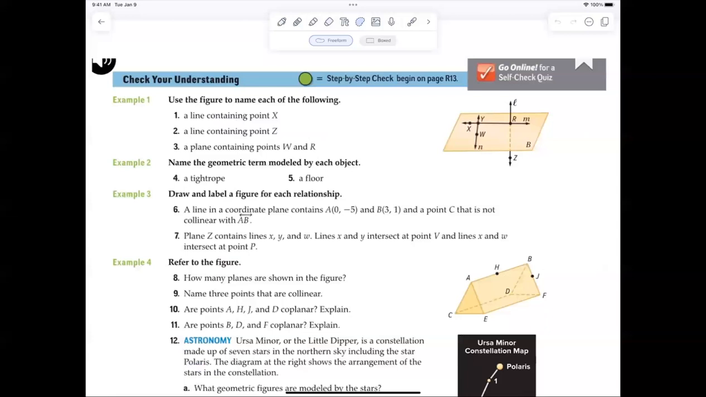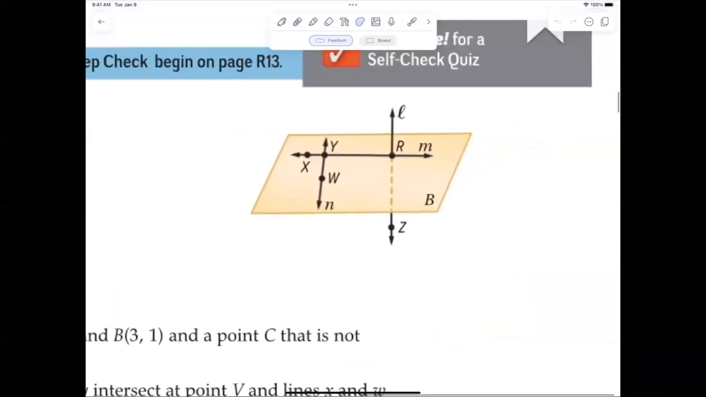Okay, so again, let me explain since we're having some trouble here. There's two ways to name a line. Any 2 points determine a line, so you can't name it line Y, you have to name it with 2 points. So the answer to question number 1 should be line YR. This is how you name it, line YR.